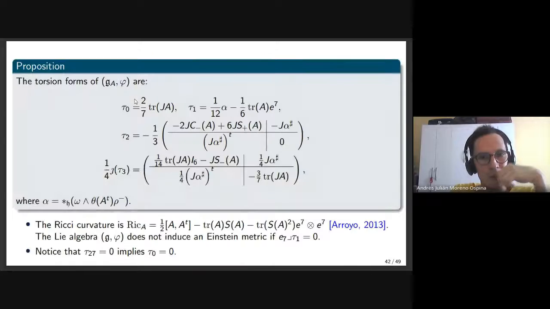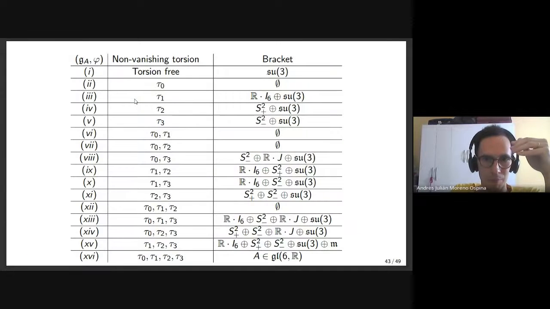Okay, but using these torsion forms, we can describe the 16 classes of G2 structures according to their intrinsic torsion. Basically, it is this table, and we say that the G2 structure has some non-vanishing torsion if the matrix, which is equivalent to the bracket, is in one of these subspaces, right?